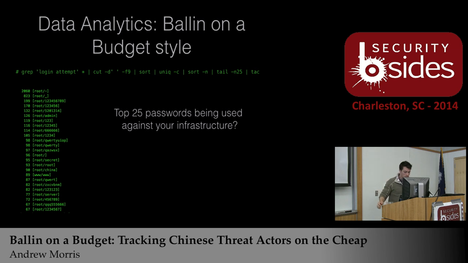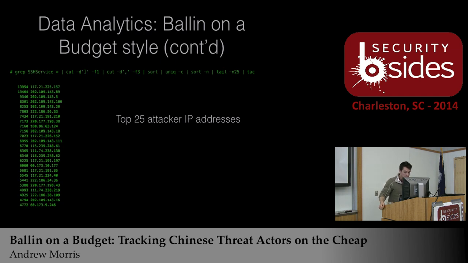So the number one password that's used is just a dash. The number two password is just an underscore. And then after that, you're going to see 123456789, password, admin, stuff like that. This is the top 25 attacker IP addresses. So this kind of stuff is really useful.